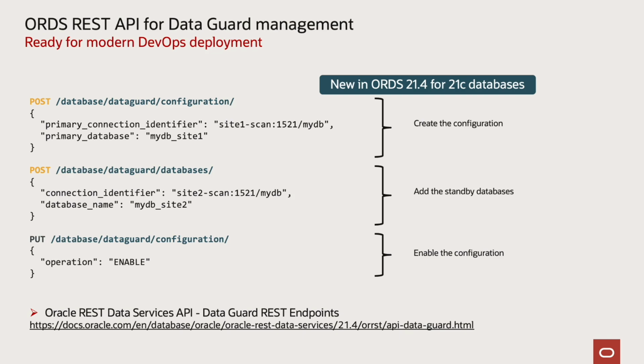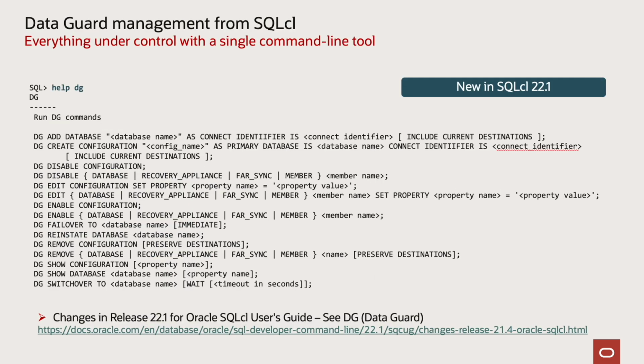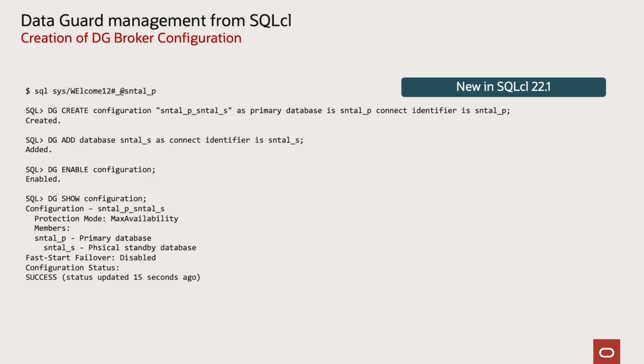A few examples are shown here to create the configuration, add the standby database, and enable the standby database. Yet another interesting feature is the DG component added as an SQLcl service extension. You can download SQLcl 22.1 or above to control DataGuard management from SQLcl with a single command line tool. Here is an example which shows how to create the DG configuration, add the standby, and enable it from SQLcl.